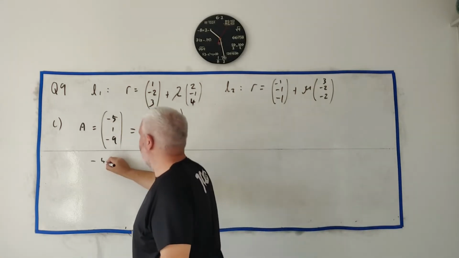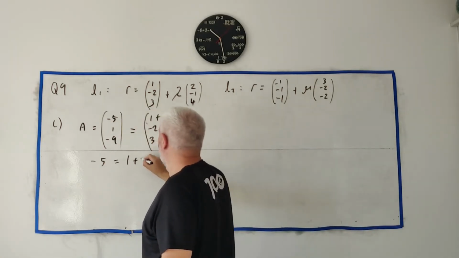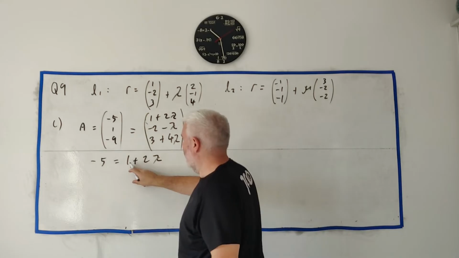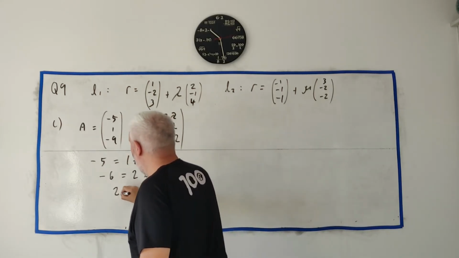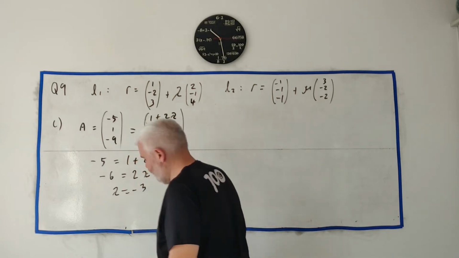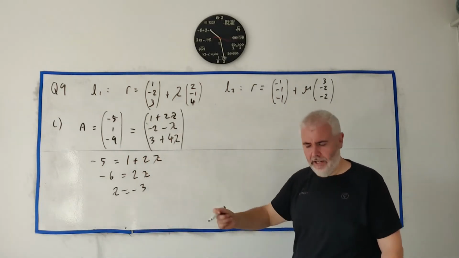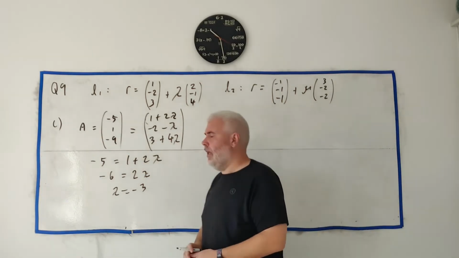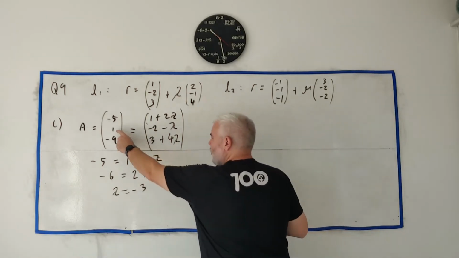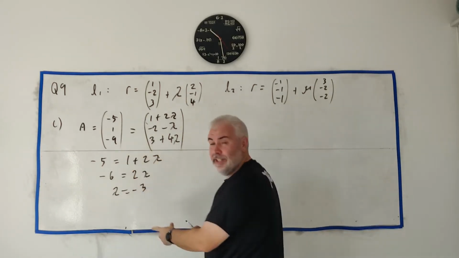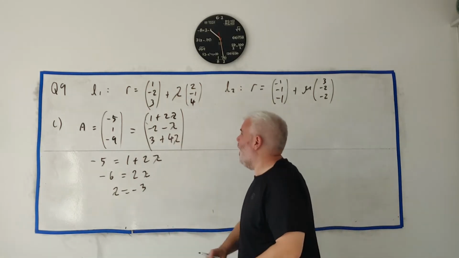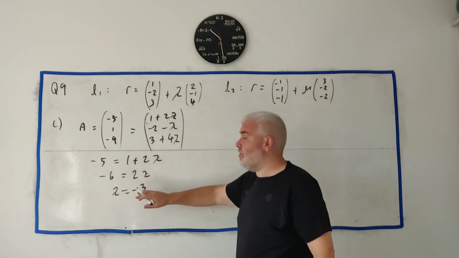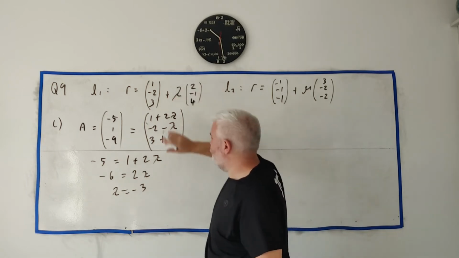So the top line is minus 5 is equal to 1 plus 2 lambda. That's minus 6 is equal to 2 lambda. Lambda is equal to minus 3. That doesn't prove it's on it. That doesn't prove A is on it. If you go ahead and solve all three of these and you get lambda is -3 for all of them, that does. That's one way to do it. A much easier way though is once you get one answer, put it back in up here.